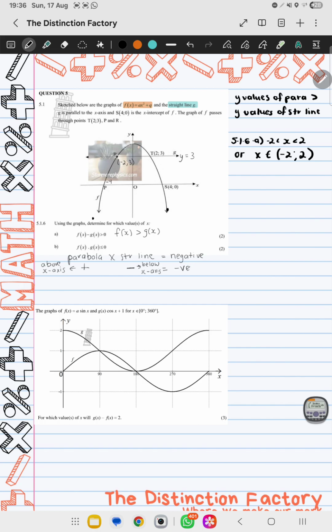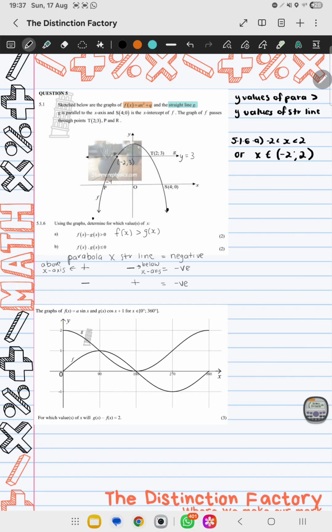So we are looking for where the parabola is on the top while the straight line is at the bottom. Or alternatively, I could switch it around and make the parabola negative, multiplied by a positive straight line. Then I still end up with a negative answer. So this means that the parabola must be below the x-axis while the straight line is above the x-axis.